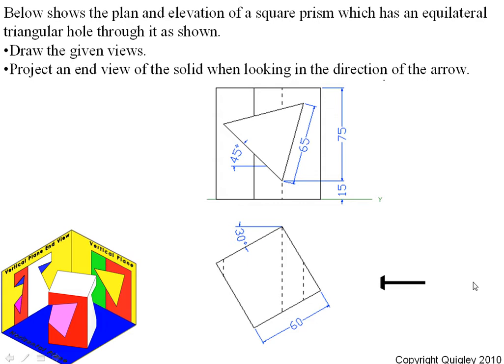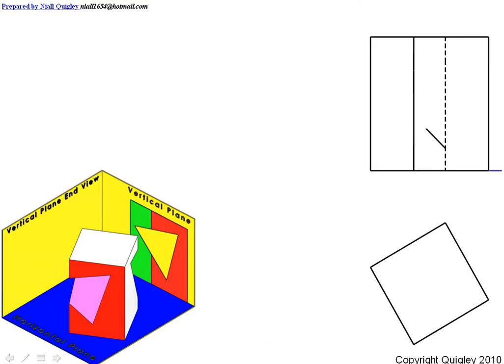So our arrow is looking in this direction. That will mean that our end view is going to end up over here. Take note of that when we are setting up our initial views, which are our elevation and our plan. Usually we start with our plan first, and then we draw in our elevation.